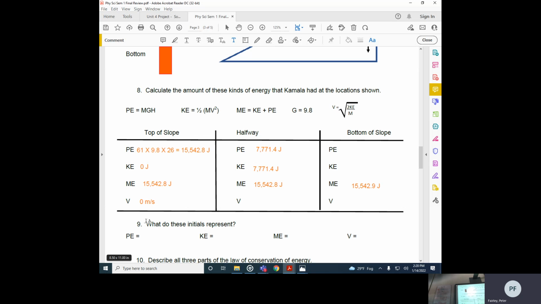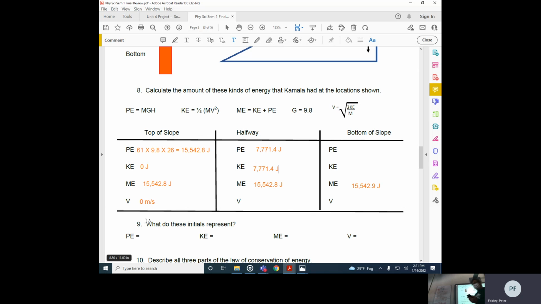So we should have this number in your calculator already, 7771.4 joules, right? That's kinetic energy. Please multiply that by 2. Hit the equal sign. Divide that by her mass. That was 61. Hit the equals sign. Then you have to find your square root function. At the very end, the last thing you do, square root.